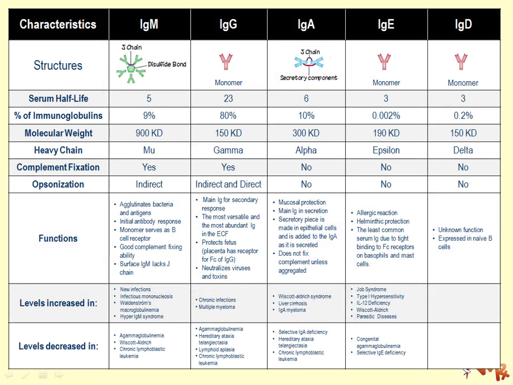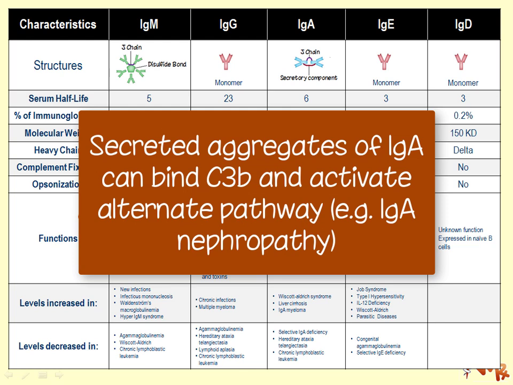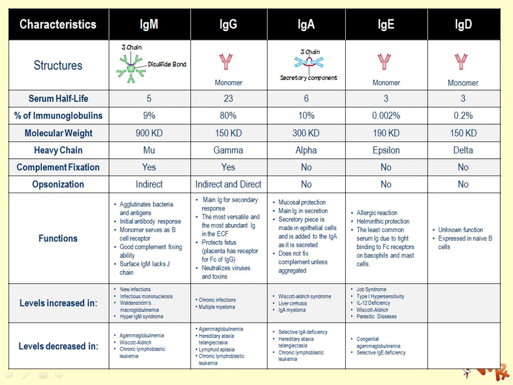But going back to our IgA, this is the version of the antibody that causes mucosal protection. This is the main immunoglobulin in secretions of the body. The secretory piece of it is made in epithelial cells, and then it is added to the IgA as the IgA is secreted. IgA does not fix complement unless aggregated. IgE is involved in allergic reactions. It's involved in helminthic protection.